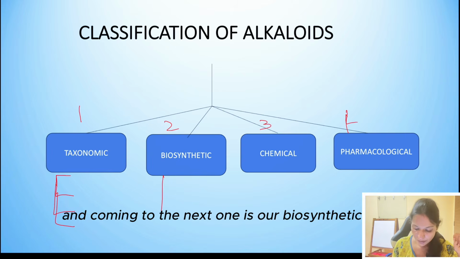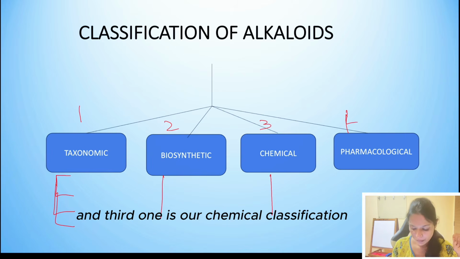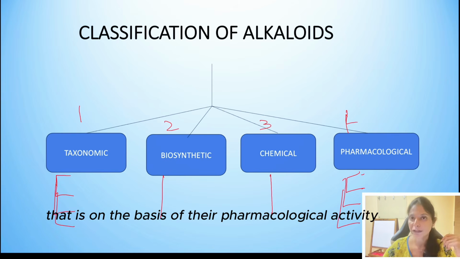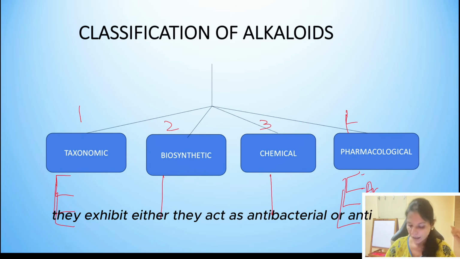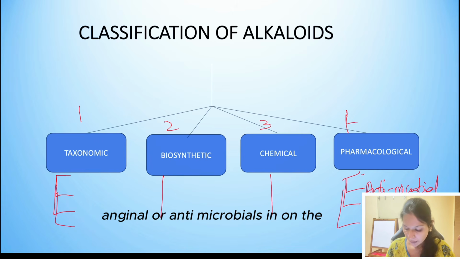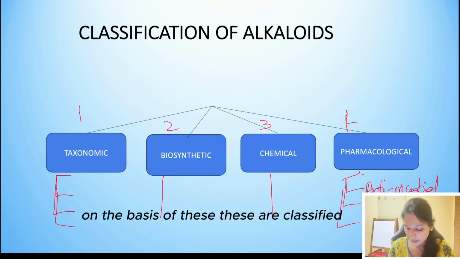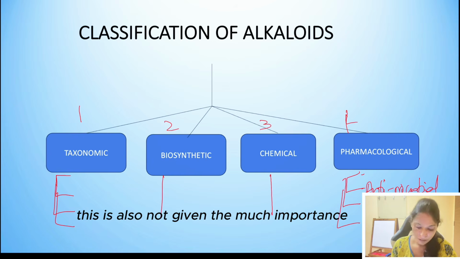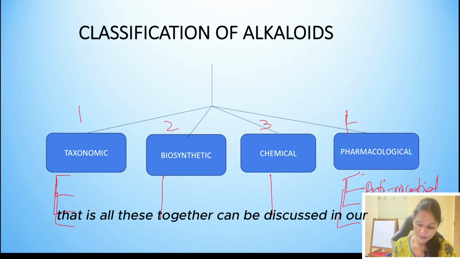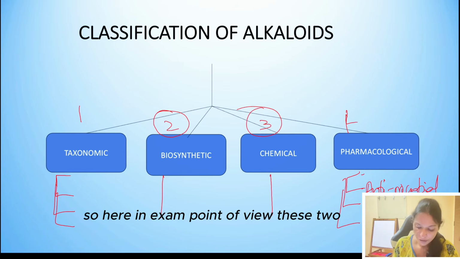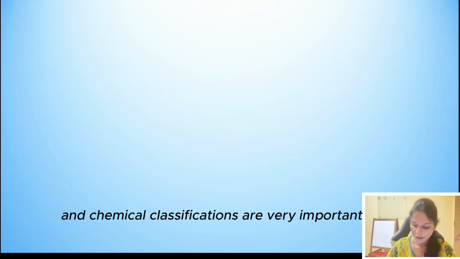And coming to the next one, our biosynthetic, and the third one is our chemical classification. The fourth one is pharmacological classification, that is, on the basis of the pharmacological activity they exhibit, either as antibacterial, anti-anginal, antimicrobial, or antispasmodic. This is also not given much importance, as all of these together can be discussed in our chemical and biosynthetic classifications.